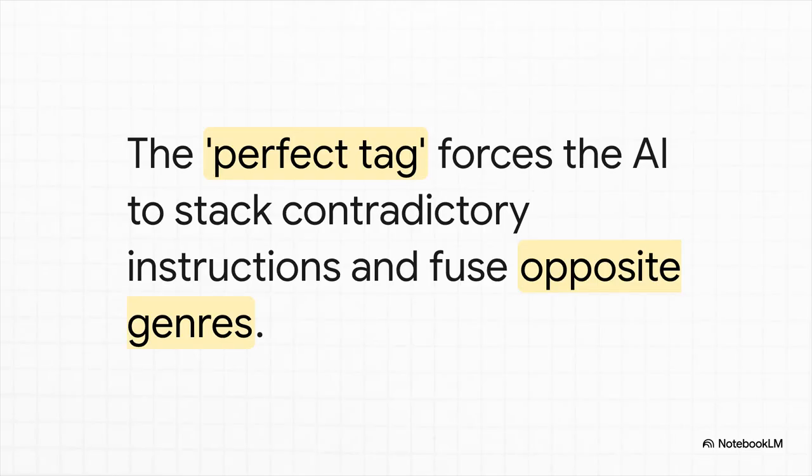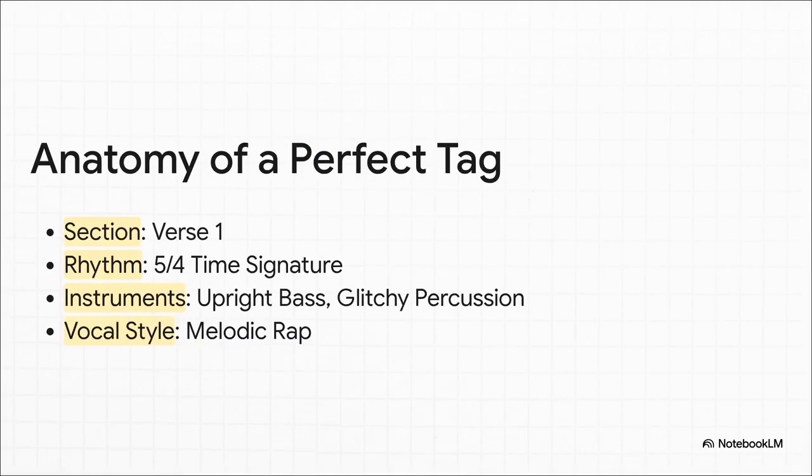Now, let's push this even further, because the real power of the syntax is creating what we call a perfect tag by stacking contradictory instructions. You can literally force the AI to fuse things that should not go together, like the moody vibe of dark jazz and the driving rhythm of reggaeton, to create something brand new. And just look at how this works. Every single one of these pipe-separated commands is a non-negotiable parameter. We are forcing a complex jazz time signature of 5/4, the classic sound of an upright bass, and some glitchy percussion to all coexist with a melodic rap vocal. The AI can't ignore any of them. It has to find a way to make them all true at the exact same time.